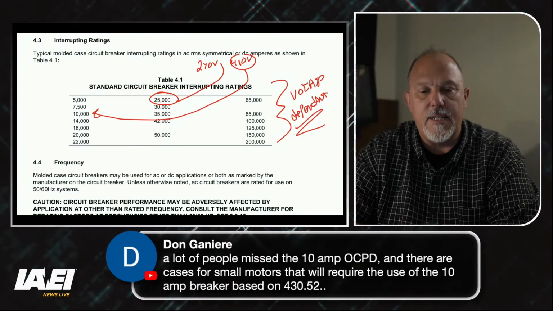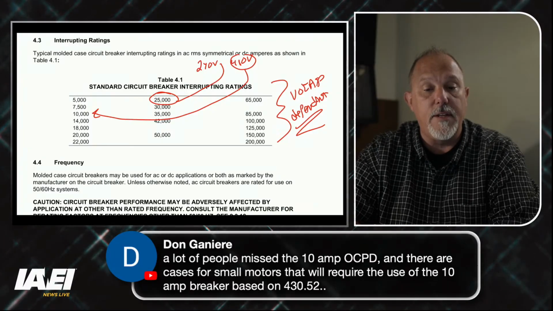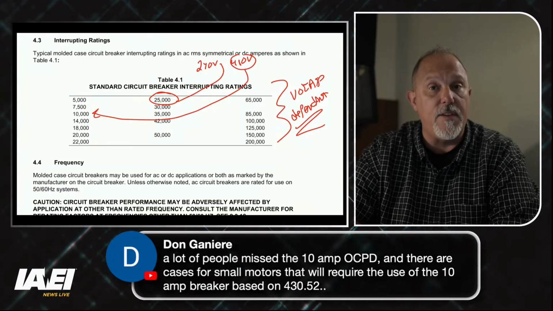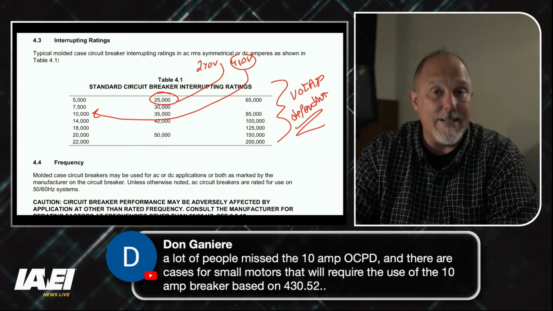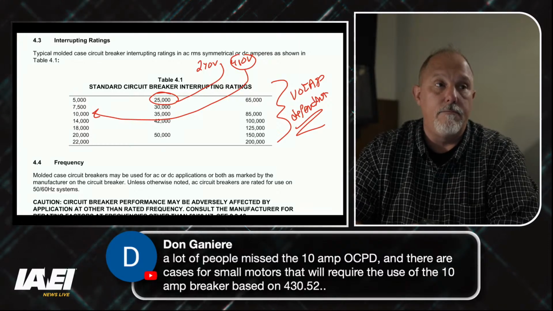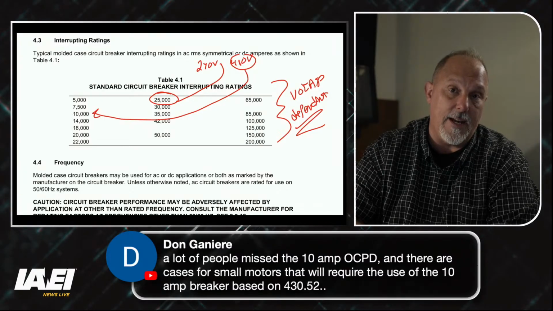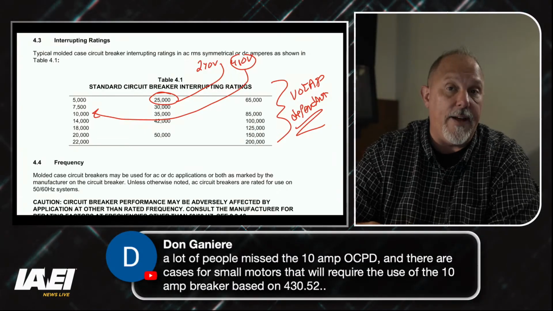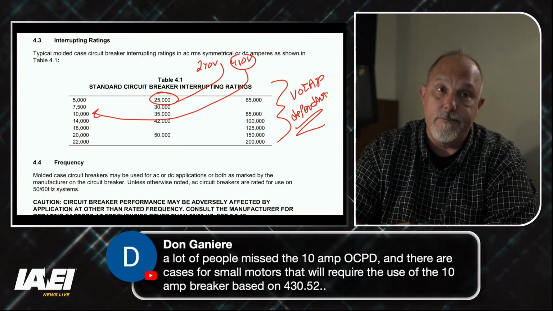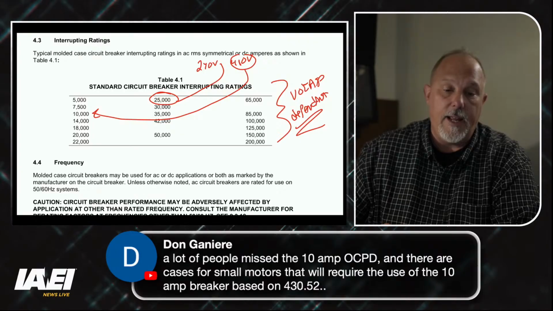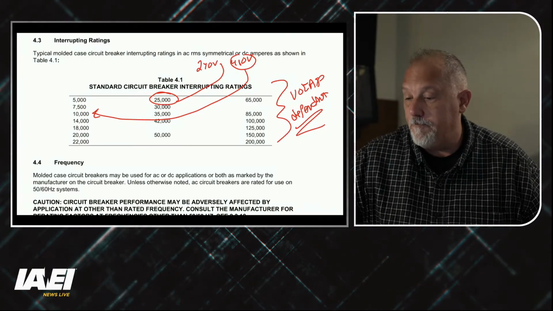A lot of people miss the 10 amp OCPD, and there are cases for small motors that will require the use of the 10 amp breaker based on 430.52. Absolutely. A 10 amp molded case circuit breaker is out there. The only thing you're not going to get is a 10 amp GFCI or a 10 amp AFCI. I don't believe any manufacturer is making those, but a 10 amp molded case circuit breaker is perfectly suitable and readily available on the market.